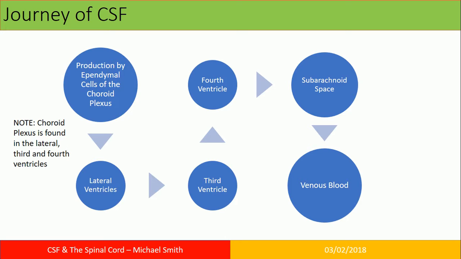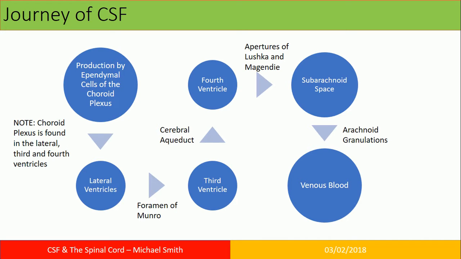So from our lateral ventricles, we then travel through our foramen of Monro to our third ventricle, where we travel through our cerebral aqueduct to our fourth ventricle. And then our fourth ventricle can drain into our subarachnoid space via our apertures of Luschka and Magendie, and then from our subarachnoid space, or indeed from our central canal of our spinal cord, the CSF then goes into our venous blood via these arachnoid granulations.